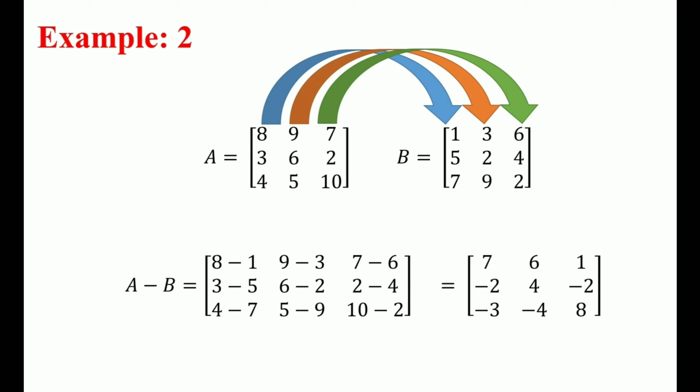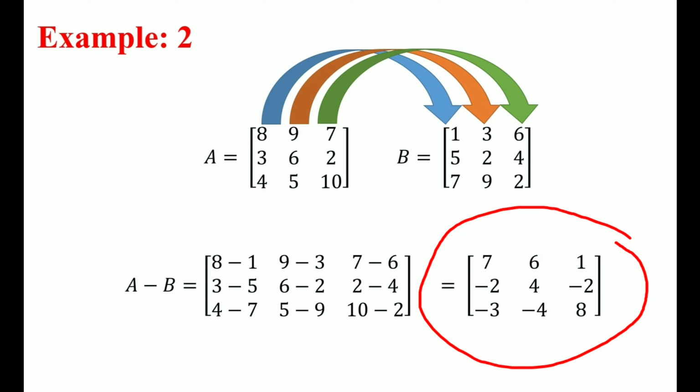In the same way as we did in the previous example of the 2 into 2 matrix, the first element of matrix B should be subtracted from the first element of matrix A. The second element of matrix B should be subtracted from the second element of matrix A. Similarly, other elements can also be found by subtracting the elements of matrix B from matrix A. Thus, we get a 3 into 3 matrix A minus B, which is equal to 7, 6, 1, minus 2, 4, minus 2, minus 3, minus 4 and 8.